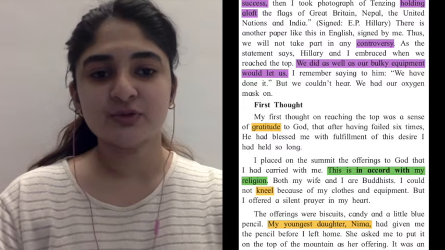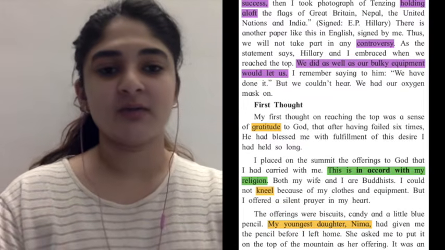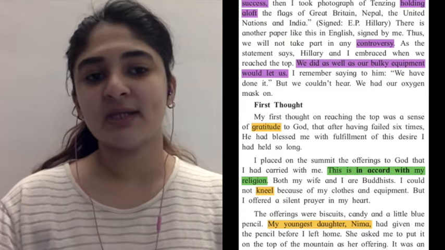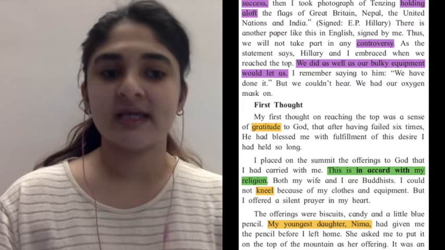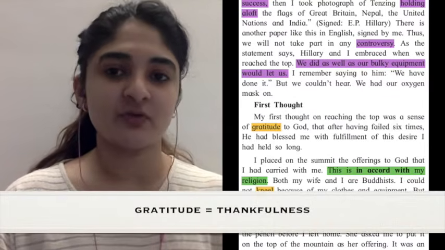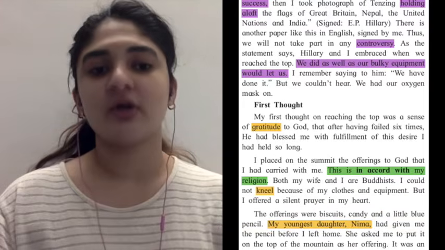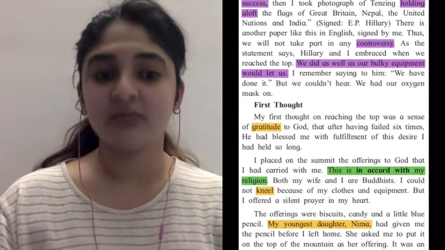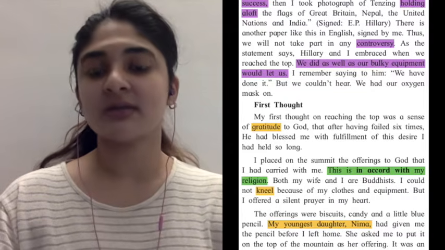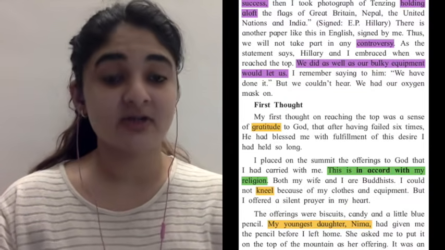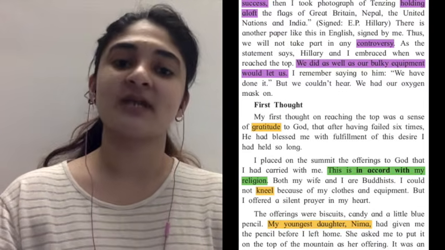We'll now look into what the first thought part of the story means. The author over here is writing that when they reached the top of Mount Everest, there was a sense of gratitude for God. Now, gratitude means being thankful. So, the author and his team were thankful to God after having failed 6 times. This means the author, Mr. Tenzing, had tried to climb Mount Everest 6 times before this expedition that was a success.